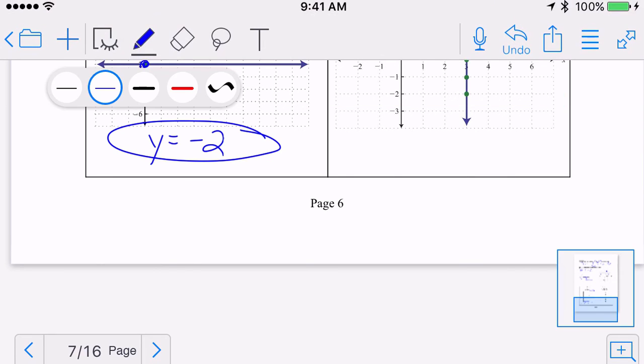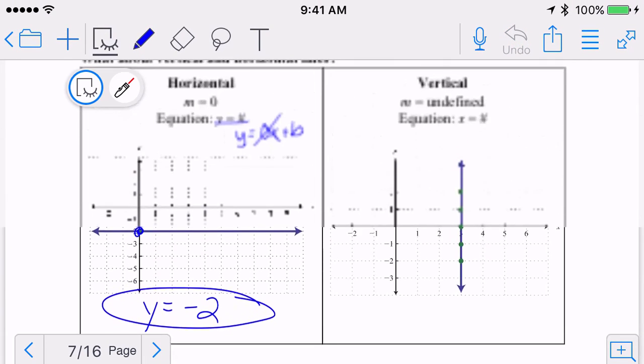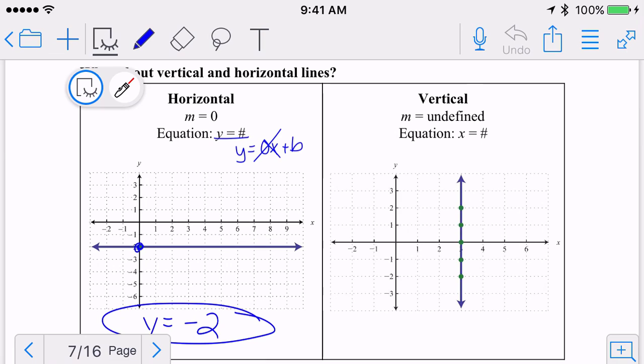Now what about vertical lines? So our slope is undefined in this case. So that's a little bit different. This one is going to be an x equals equation. So our x value is staying constant. Okay, it doesn't change. So it's going to be x equals a number for those equations.